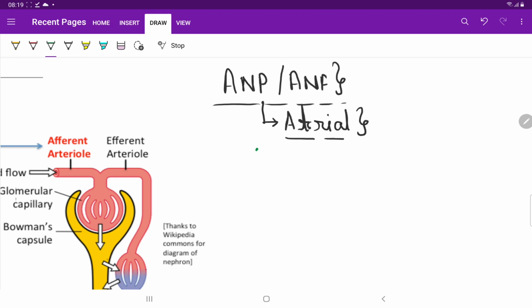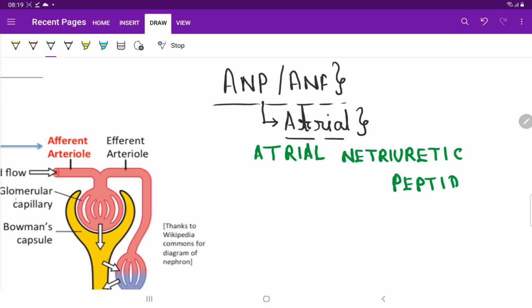I'm writing here: atrial natriuretic peptide. This atrial natriuretic peptide.